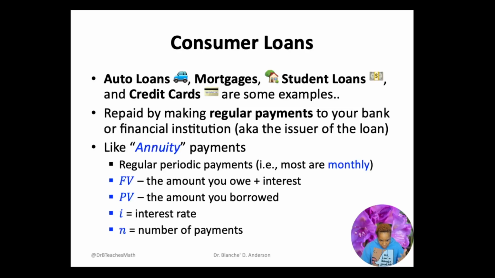So regular periodic payments. You have a future value, the amount you owe plus any interest, right? They tell you up front what you're going to borrow. There's an interest rate, and then there's a number of payments. All of these things fit the annuity, but the most important part is that they are regular payments. Most of them, again, are going to be monthly.